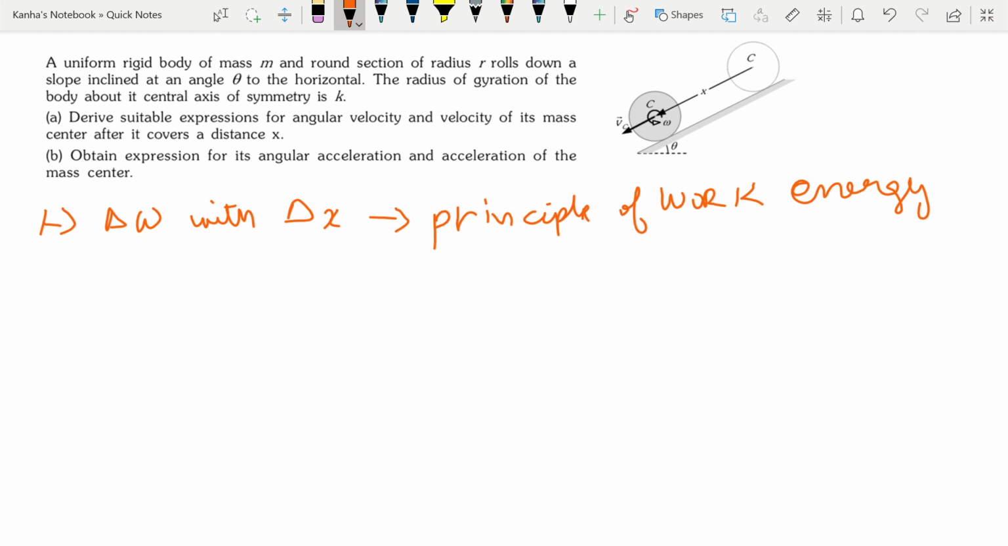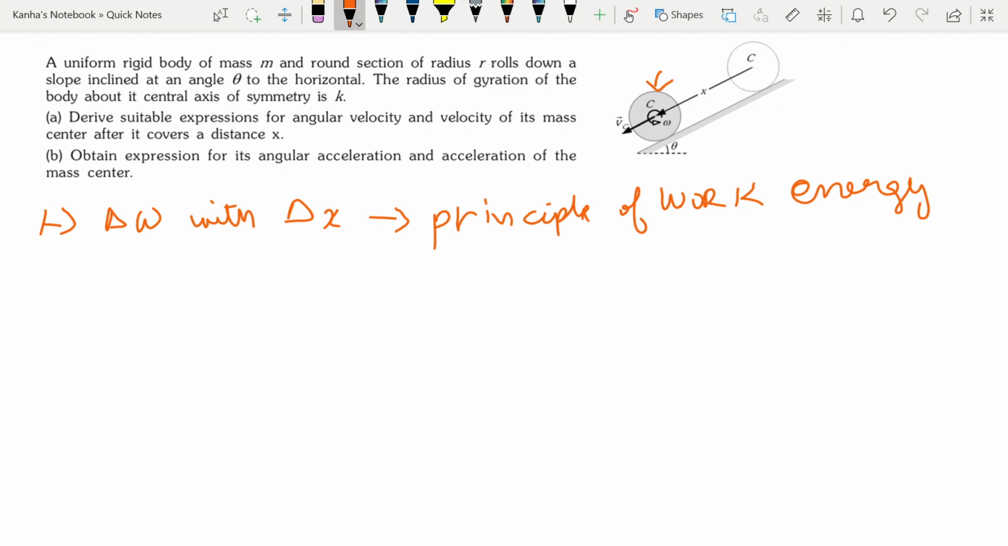Okay, so let's start this question. Now first of all, the geometric center and the center of mass for the uniform body coincide. Therefore, let the center C be the mass center, or the center of mass.